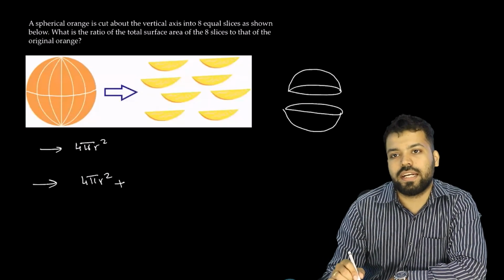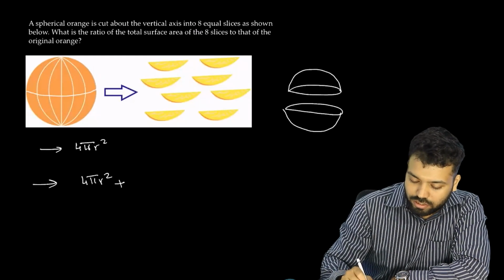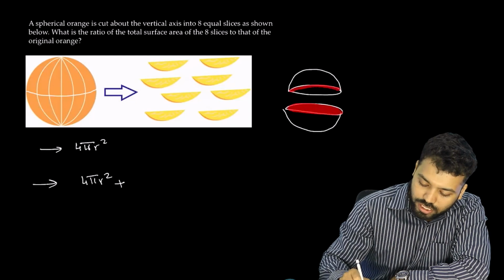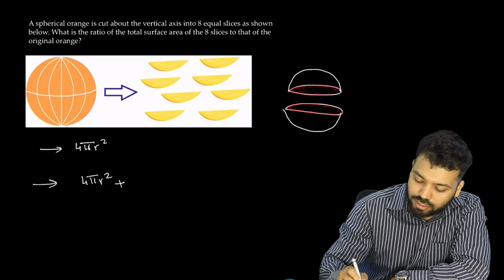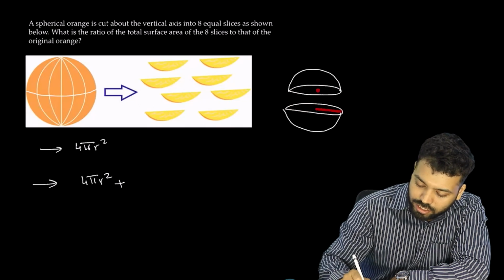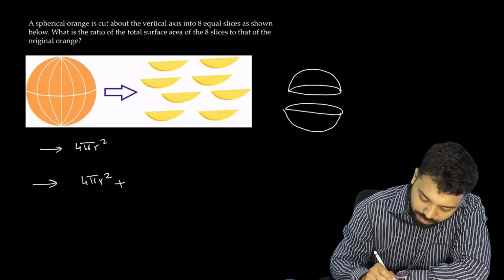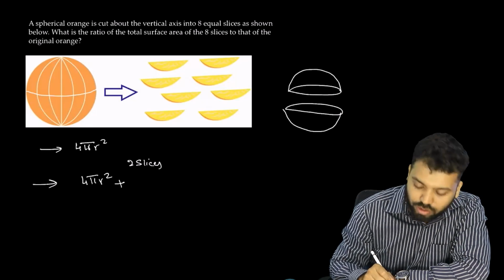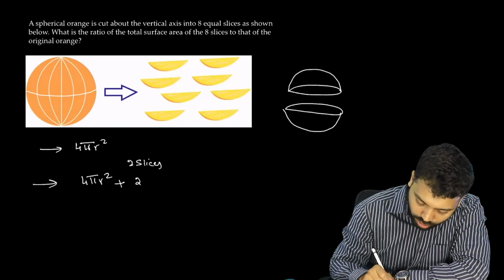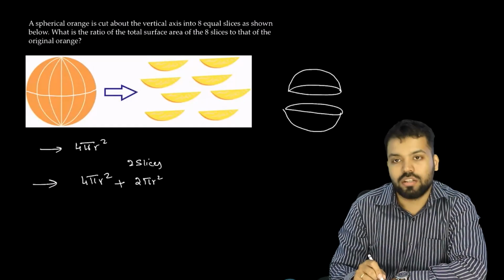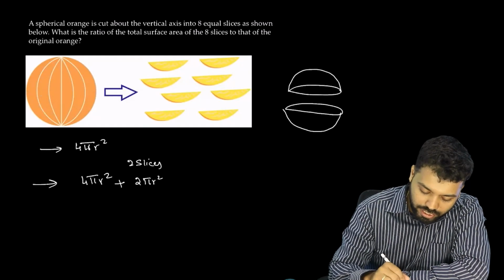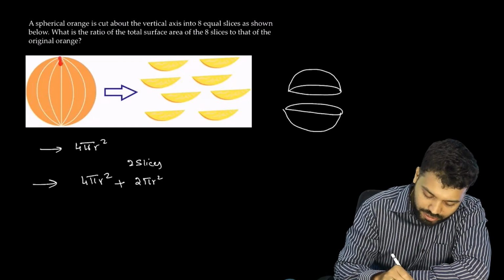What is the area that got added here? 2 circles, that is 2 pi r square. For this slice, one circle area got added, and for this slice, another circle area got added. The radius here is r, and here is also r. So the moment I make 2 slices, pi r square plus pi r square, 2 pi r square got added. Now suppose instead of slicing like this, I am having just one vertical slice like this.